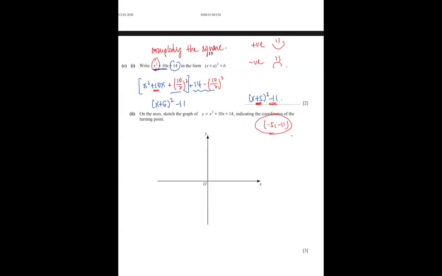Okay, they didn't ask you to label the axis intersections, so that's fine. We just draw the turning point. Negative 5, negative 11 will be here. Okay, your curve is smiling, so maybe like that. Already can. So you don't really need to get the intersections correct. Okay, let's move on.